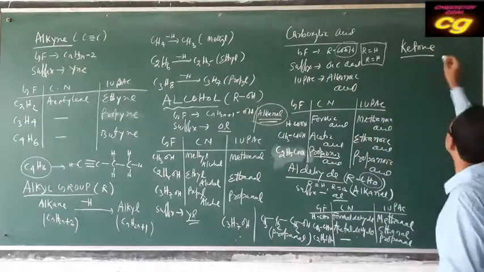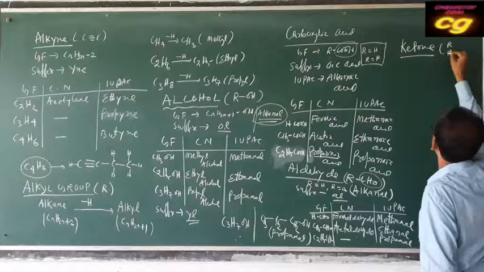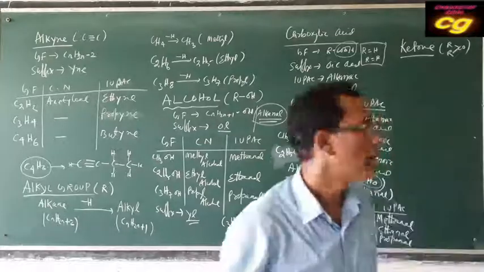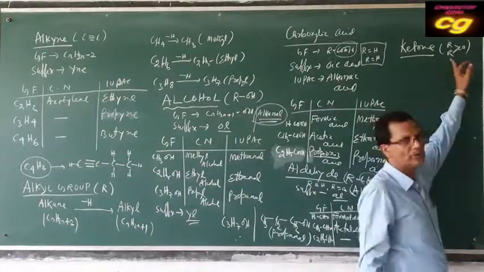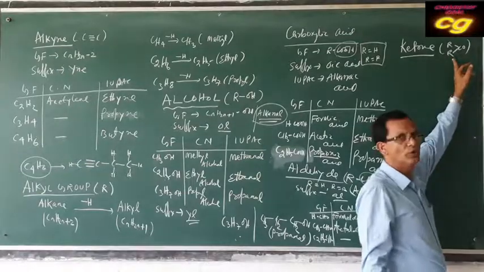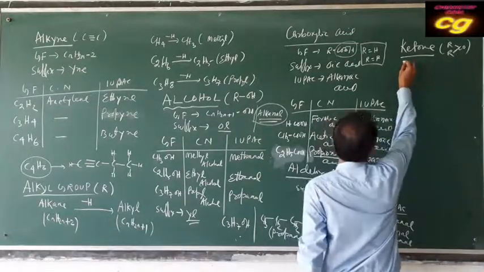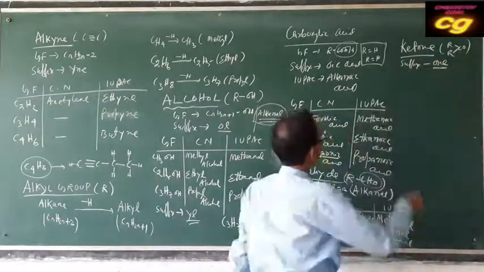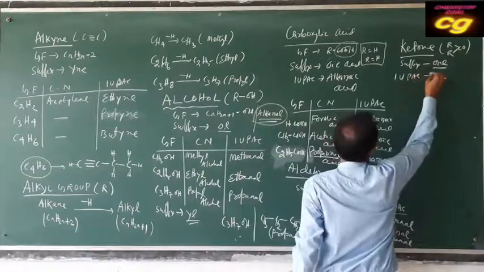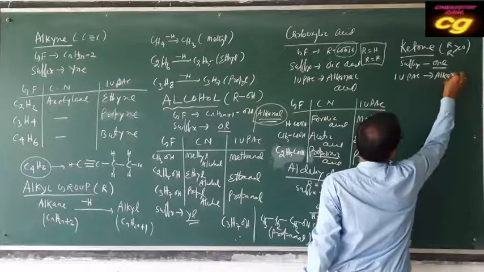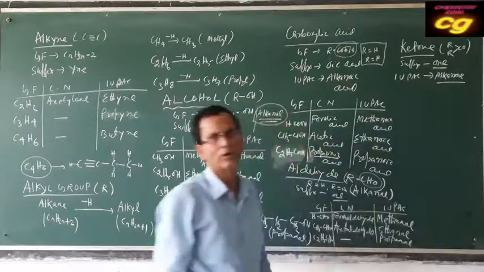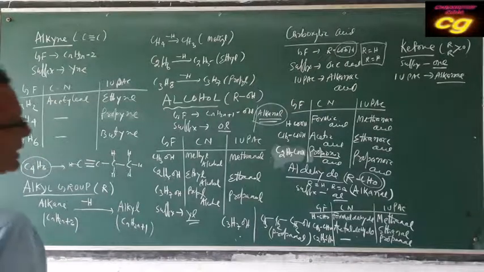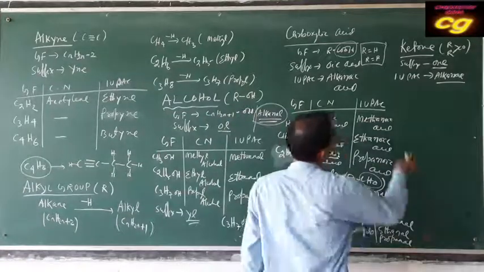Ketone general formula is RCOR. Here R means alkyl group. Here R is always an alkyl group. Here R cannot be H. This is always alkyl. So the suffix is ONE, and the IUPAC name is called alkanone. It is called alkanone.